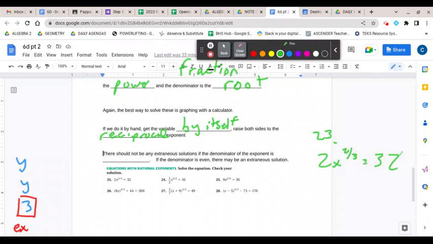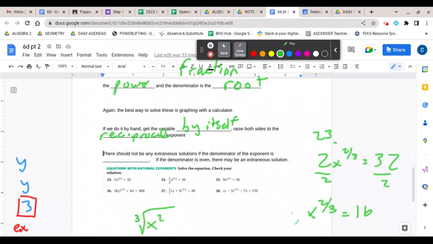Again, if we want to just graph it, we can go ahead and graph it. But if we wanted to solve for x manually, the first step is to get the variable by itself, so divide by 2, divide by 2. And so we have x to the 2/3 power equals 32 divided by 2, which is 16. If we wanted to convert this into a root, we could. X to the 2/3 power, if we remember, is the third root of x squared, which you could write if you want to.